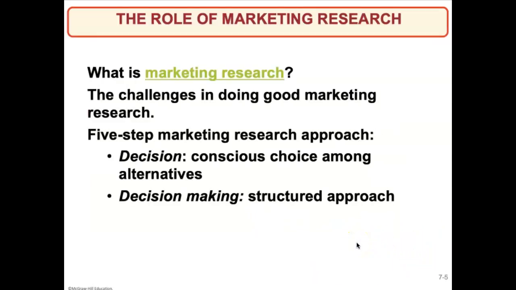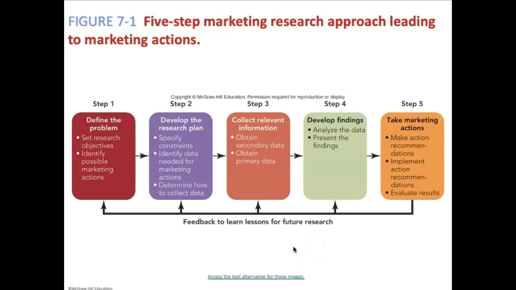So the challenges in doing good marketing research include a 5-step marketing research approach. First is a decision, a conscious choice among alternatives, and then looking at decision making, which is a more structured approach. So the 5-step marketing research approach leading to marketing actions is shown here.